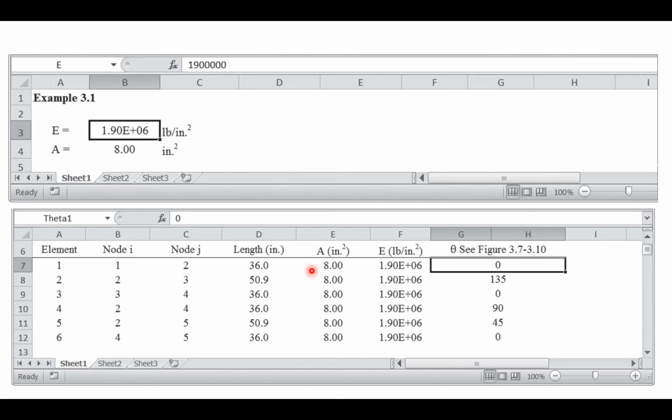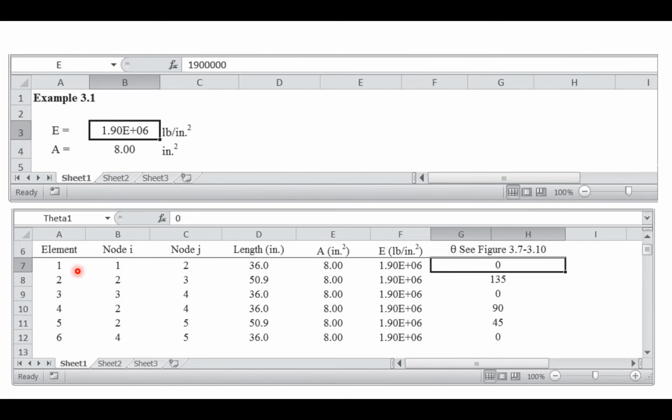So here I'm showing you the information about each element. For all elements, the elastic modulus and the area is the same. That's the case for most problems, but it doesn't have to be. If they are different, we have to add another column here. In this column, the values are going to be different if A was different.